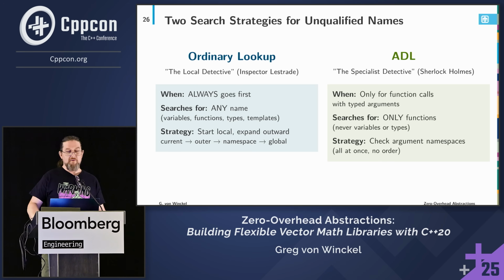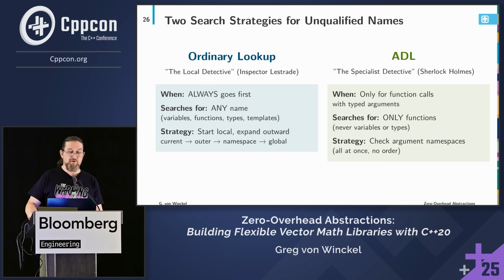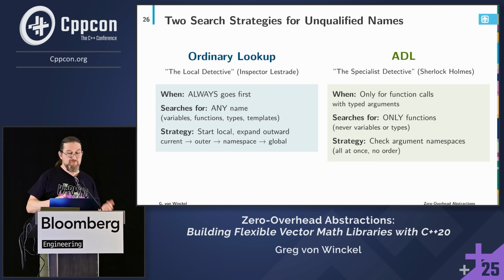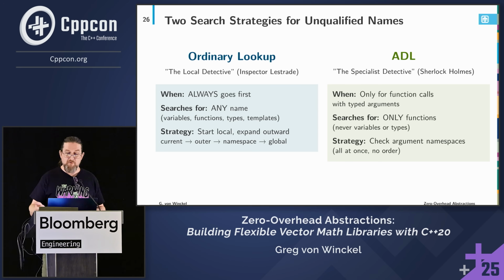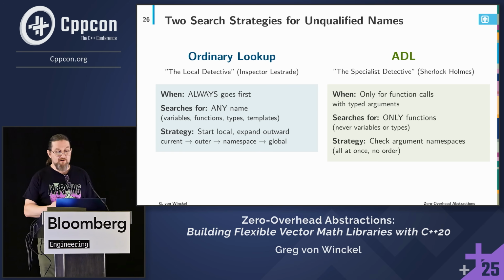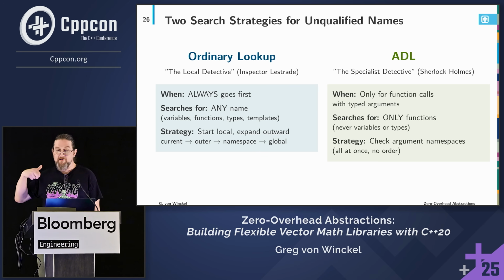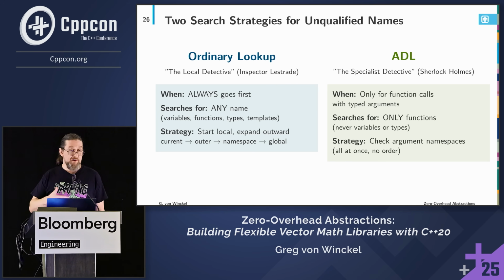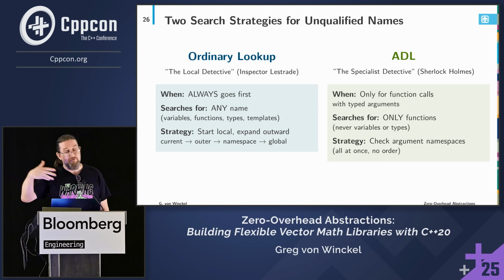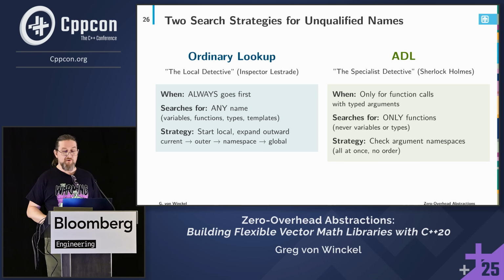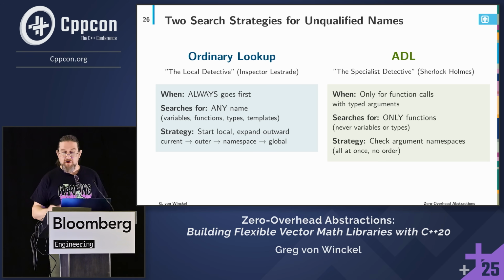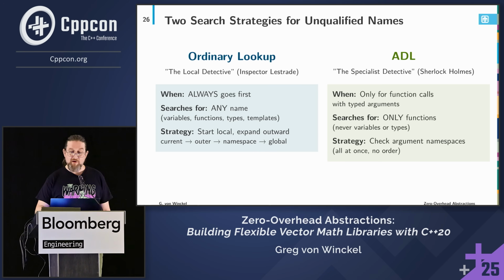But ordinary lookup, as they call it, or just unqualified lookup without any specification, it looks for all the kinds of tokens, not just functions, whereas ADL only looks for functions. And the ordinary starts out locally and it works outward until it finds a match, and then it's done. Whereas ADL can actually find a number of possible candidates, and then it has to figure out what's the precedence for these.